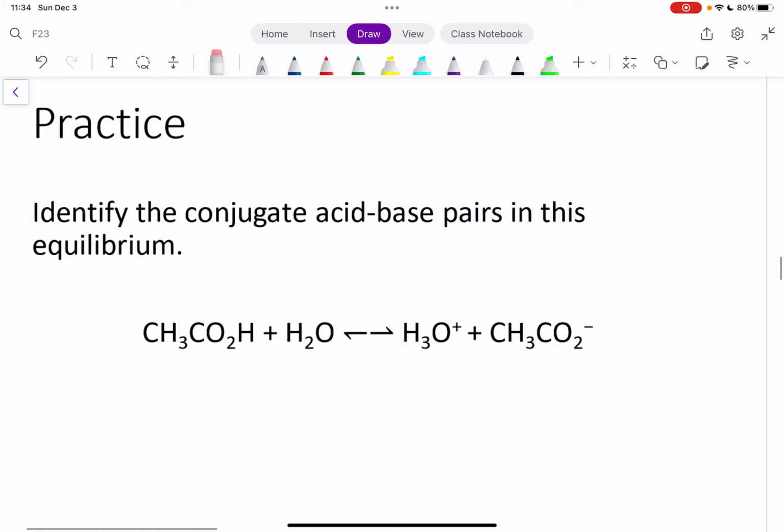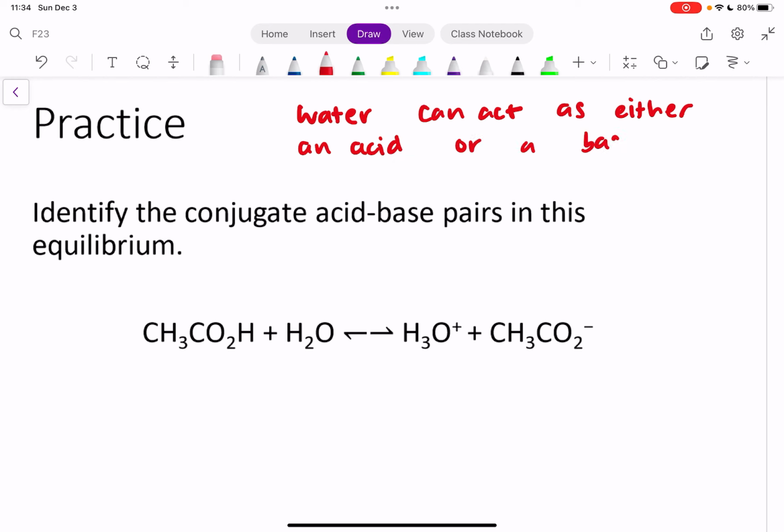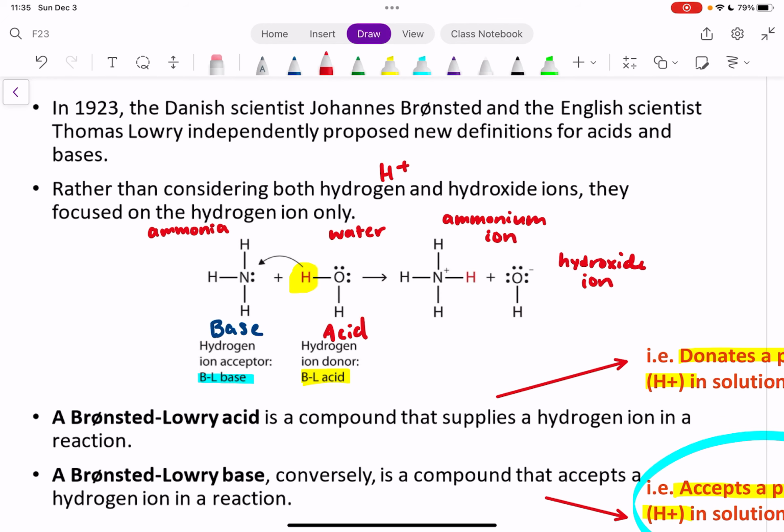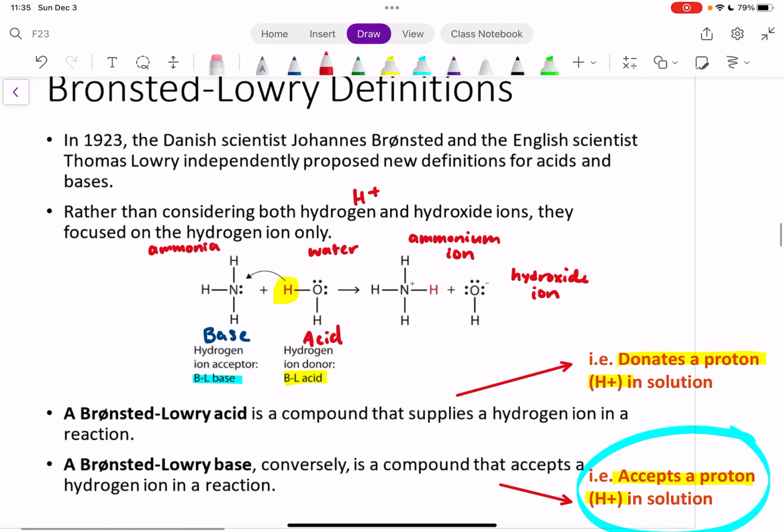So this says, identify the conjugate acid-base pairs in this equilibrium. Okay, so what's interesting about water, and what I didn't mention before, is that water can act as both an acid and a base. Water can act as either an acid or a base. So above, we saw that water was acting as an acid because, per the Brønsted-Lowry definition of acids, it was donating a proton. So that makes it an acid.